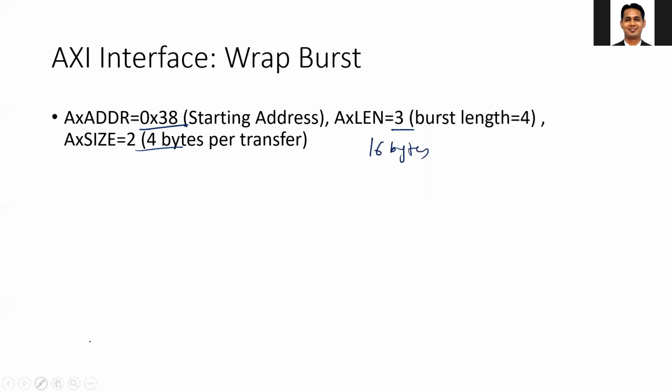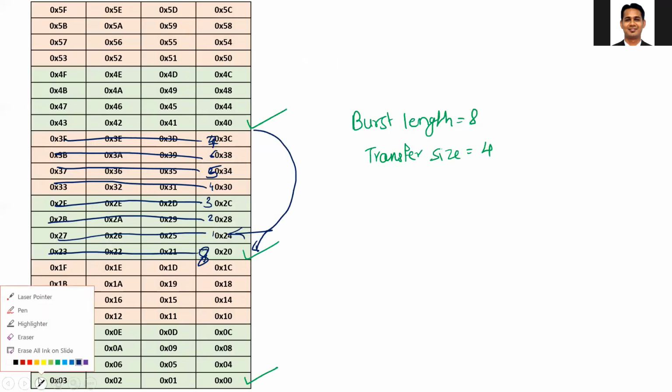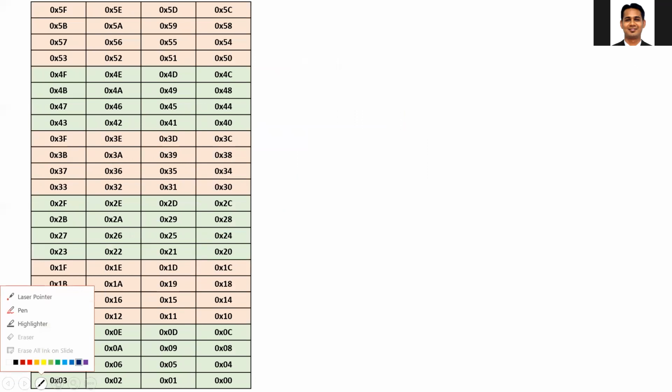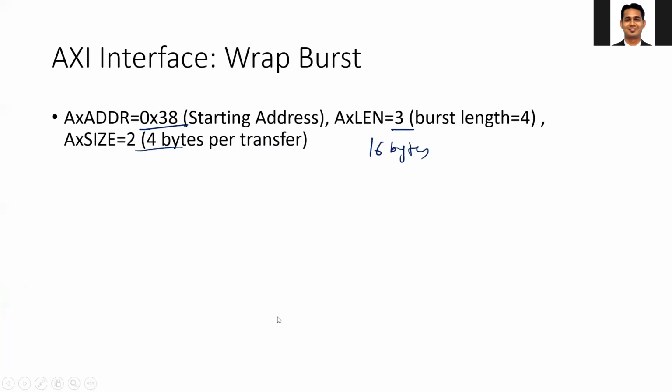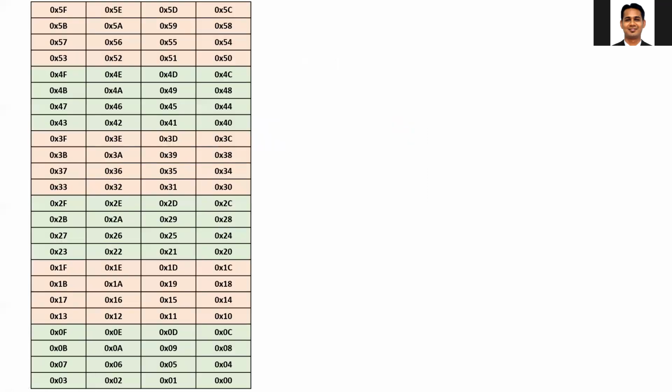If you go to the previous slide, you can see that my wrap boundaries are like this, and my address is 38. So you can see that I'm talking about this one. These are the 2 wrap boundaries which are important, because I'll write here, then I'll come back here and here. So you can see that these are the wrap boundaries the slave needs to calculate.